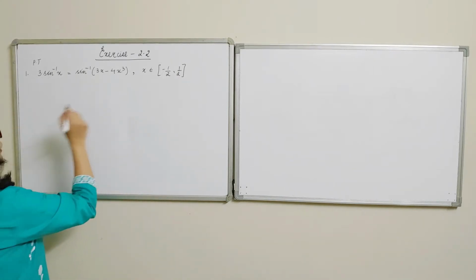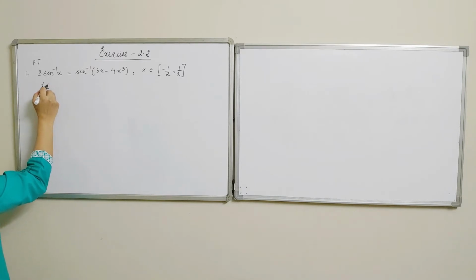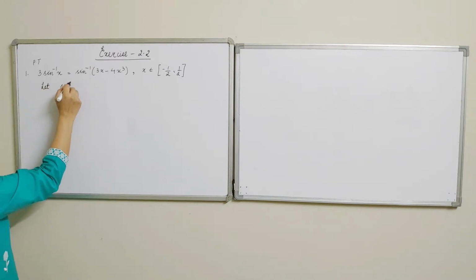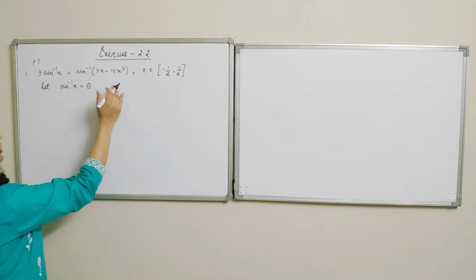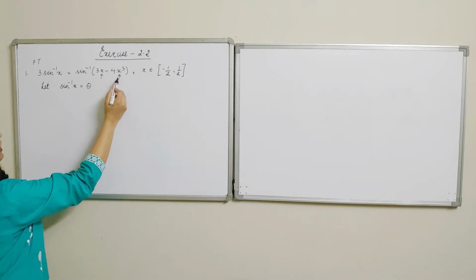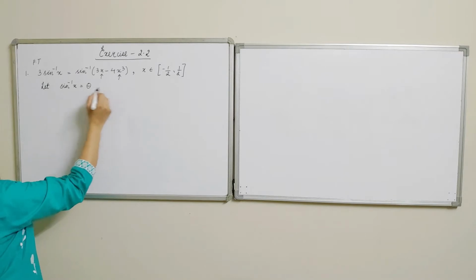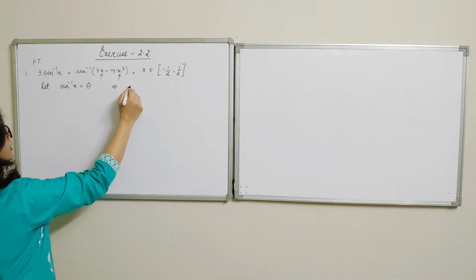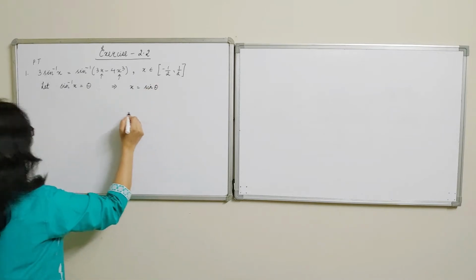So here, let us start with a substitution. Sine inverse x is theta. When you look at the right side of the question, you see variables here. The moment you see variables, that means some kind of substitution is required. If we assume sine inverse x to be theta, then we can substitute x as sine theta.